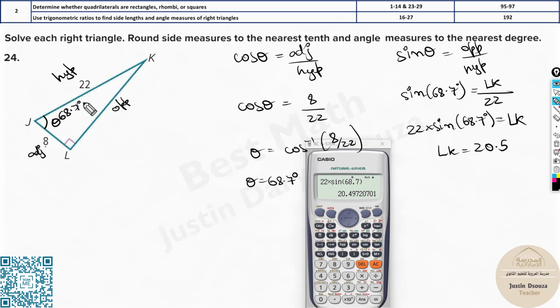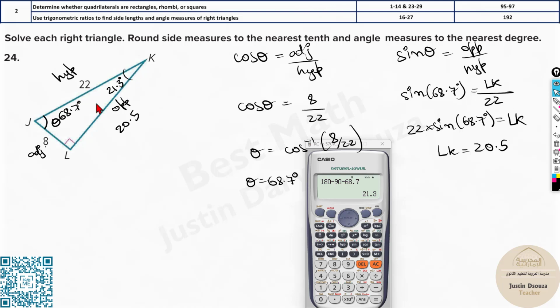Now we have not done all. We already have the adjacent and hypotenuse, and we found the opposite, that is 20.5. Now one angle is remaining. How do you find the angle? We know all the angles of a triangle add up to 180 degrees. So 180 minus 90, that is the right angle, minus 68.7. That will give you the other angle, that is 21.3. So this is 21.3 degrees.